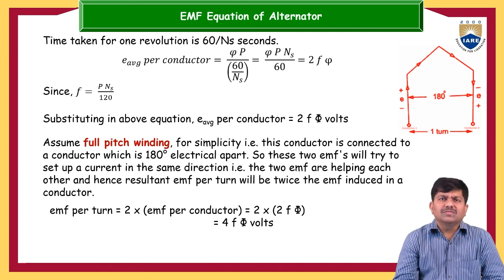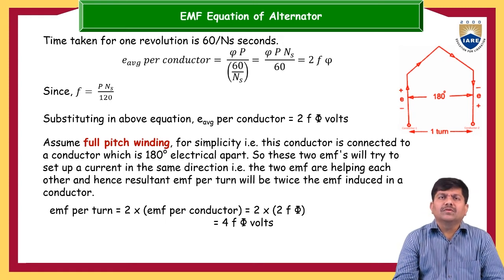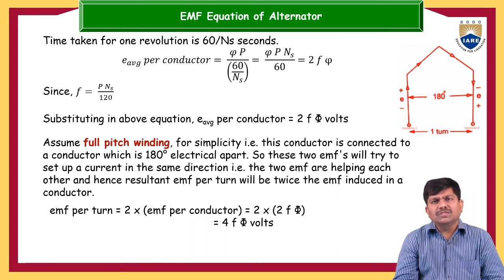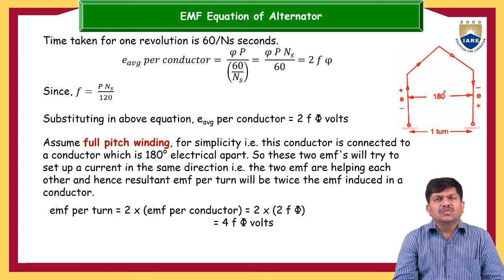So how much time? That is 60 by N. Why? Because N is the revolutions per minute. So the time taken for one revolution, in seconds, is the reciprocal of this: 1 by N minutes. Into seconds, that means 60 by N seconds.